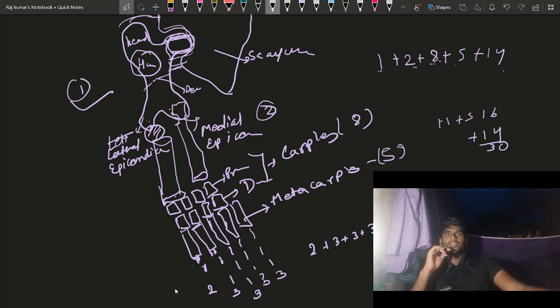So our right hand has 30 bones, and the left hand also 30. I hope you understood this one, right?